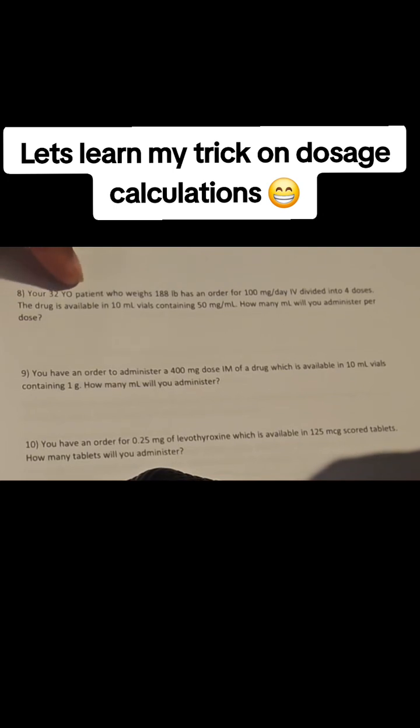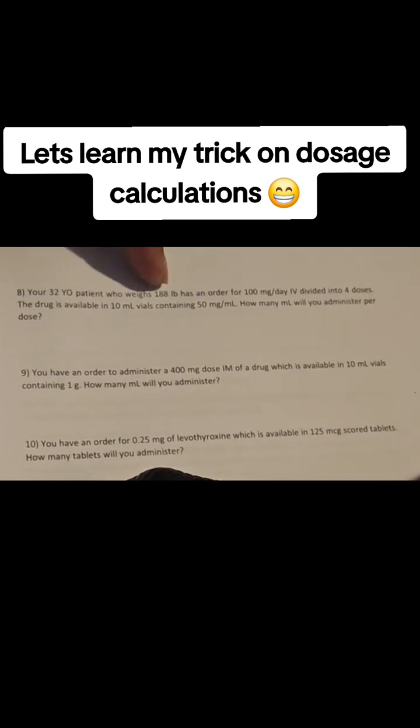Your 32-year-old patient who weighs 188 pounds has an order for 100 milligrams a day IV divided into 4 doses. The drug available is a 10 milliliter vial containing 50 milligrams per milliliter. How many milliliters would you administer per dose?